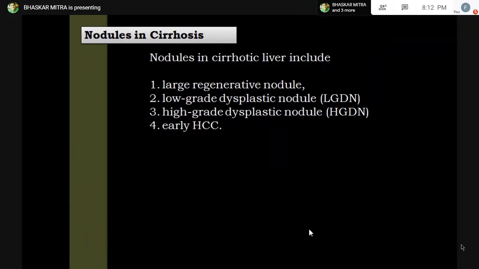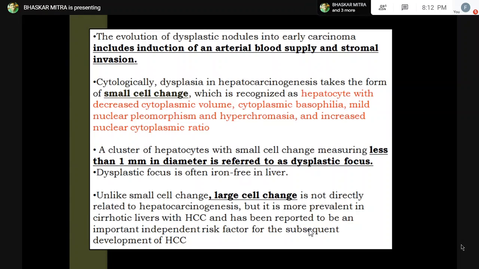Now coming to the backdrop of a cirrhotic liver, the large regenerative nodule, as I previously discussed, the diffuse regenerative nodules or regenerative nodular hyperplasia. Here come another two things, that is the low grade and the high grade dysplastic nodules. Now, what are dysplastic nodules? Dysplastic nodule is a precancerous condition. It is a missing link from hepatocellular nodular proliferation, reactive to benign proliferation, to carcinomas.